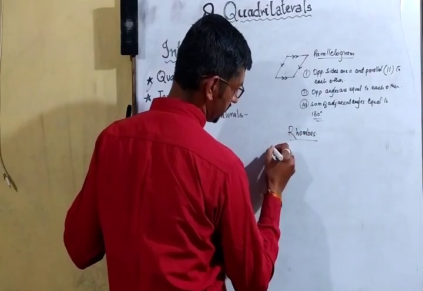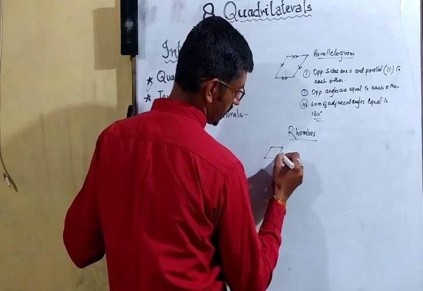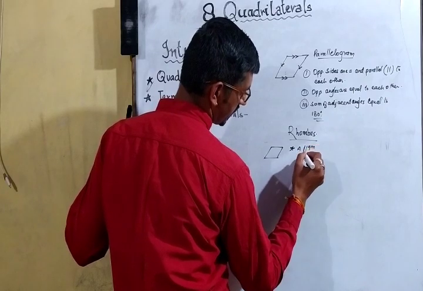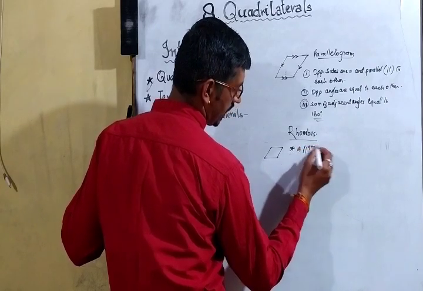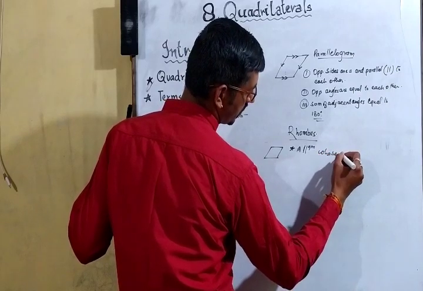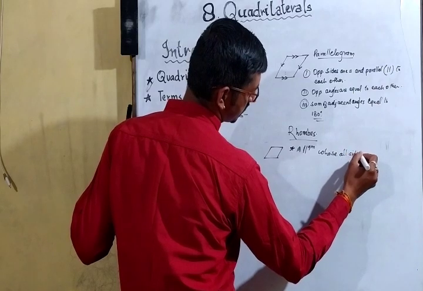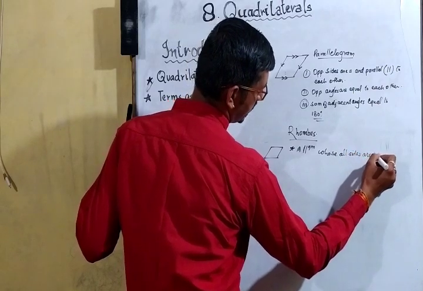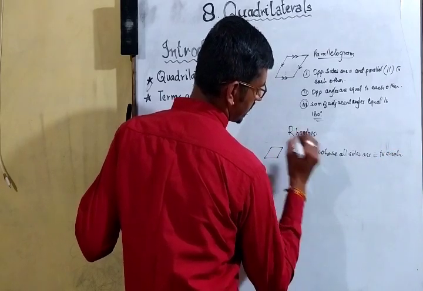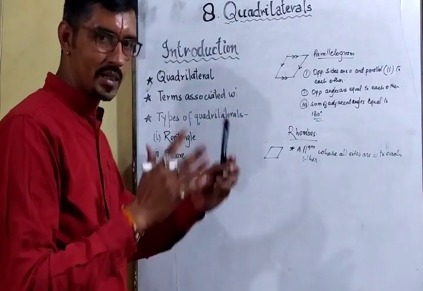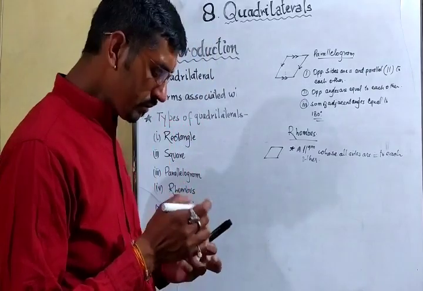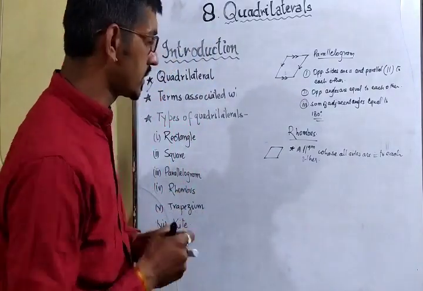A parallelogram, you will write the property first. A parallelogram, this is the symbol of parallelogram. A parallelogram whose all sides are equal to each other. First is this, that a parallelogram whose all sides are equal to each other, then the figure is said to be a rhombus. Okay, one more property is there of rhombus.